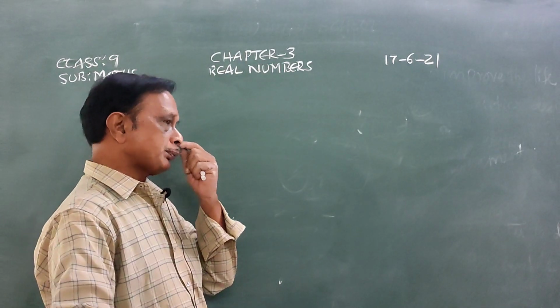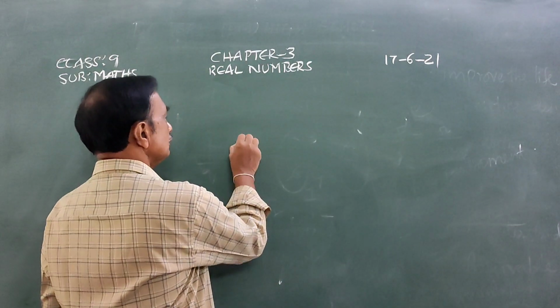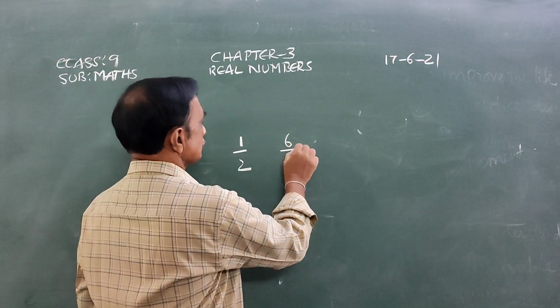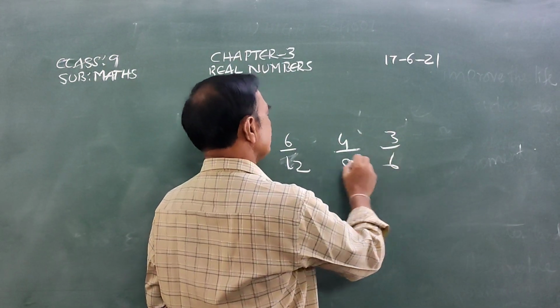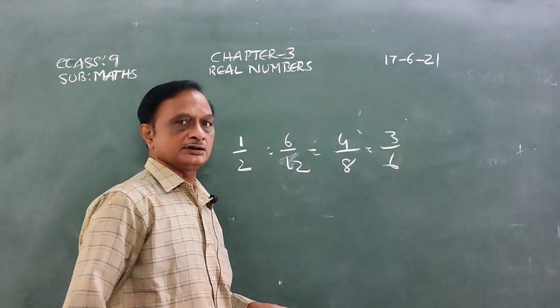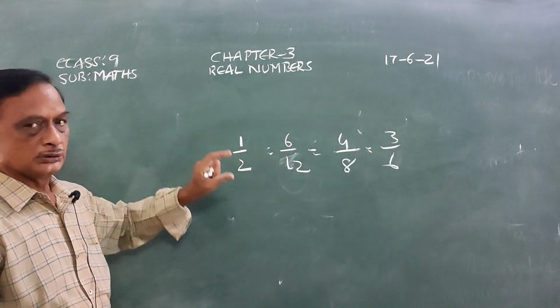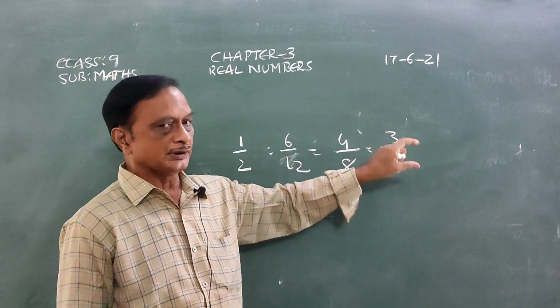So if you want to express a rational number 1 by 2, 6 by 12, 4 by 8, 3 by 6 and so on, which are all called equal rational numbers, we represent 1 by 2 only, instead of 6 by 12, 4 by 8, 3 by 6.